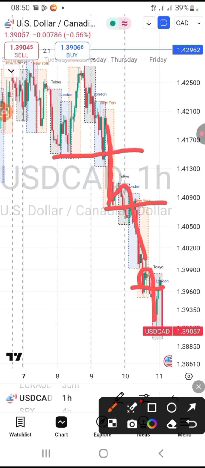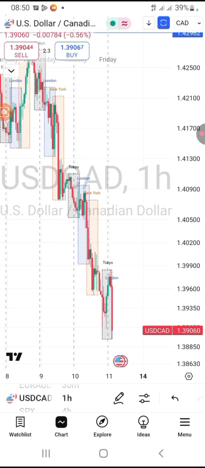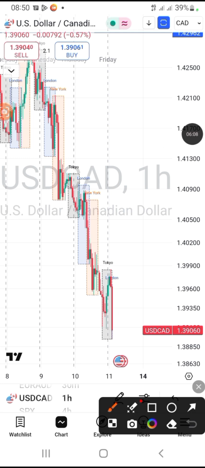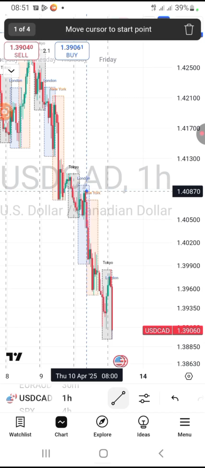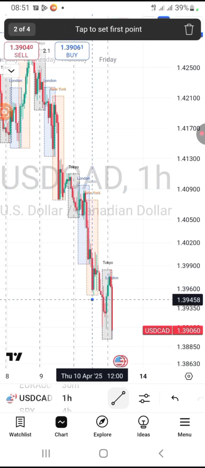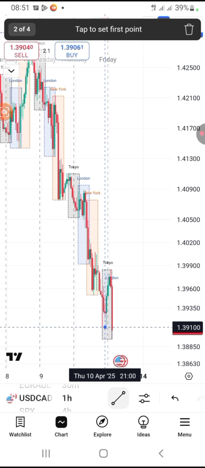If you look very well, you will see that there is another structure here that has formed already, and the market has broken this structure. So now, if you want to mark your break of structure, you can just use a line like this to map out your break of structure.